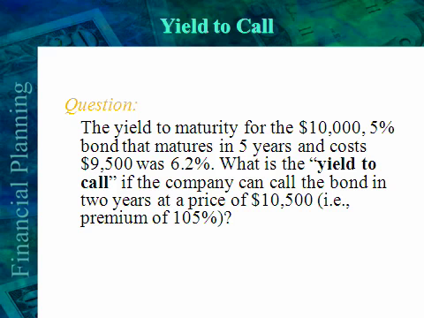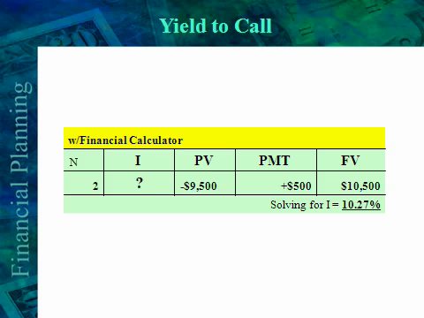Question: the yield to maturity for a $10,000 5% bond that matures in 5 years and cost $9,500 was 6.2%. What is the yield to call if the company can call the bond in 2 years at a price of $10,500, i.e. the premium is 5%? So that total return is 105%, or $10,500 rather than just the $10,000.